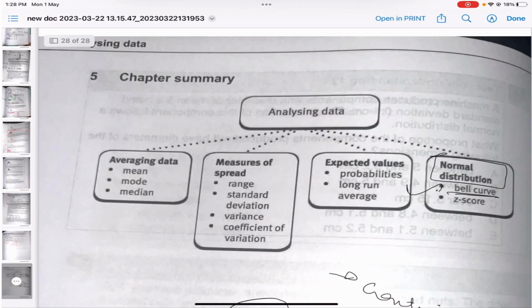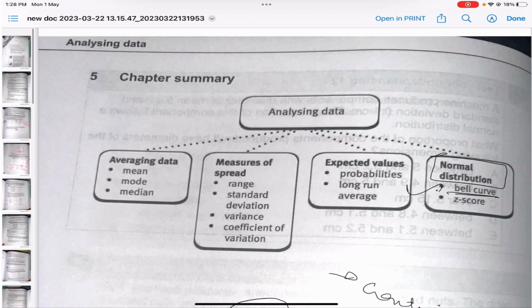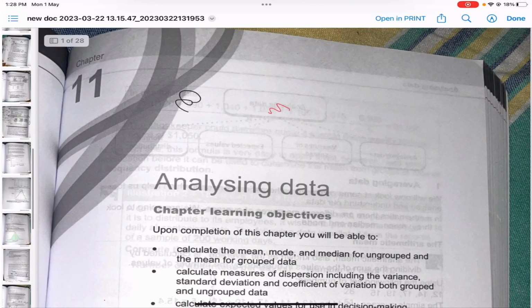So that's it for this chapter. We are done with our chapter analyzing data. In the next video we will be covering other chapters. Thank you.